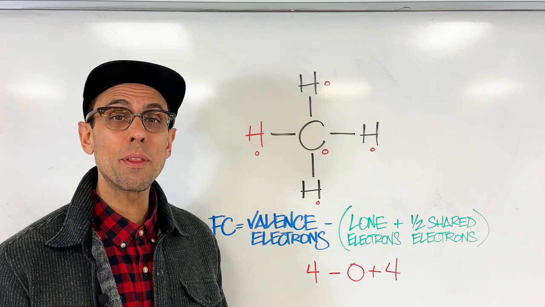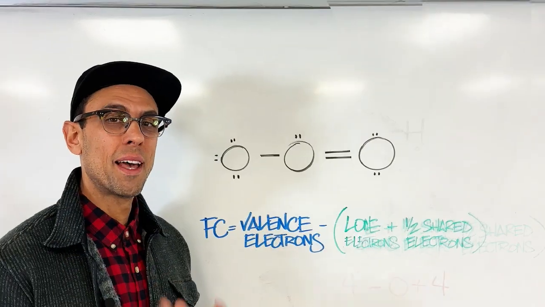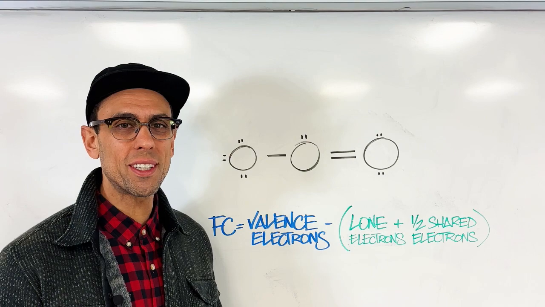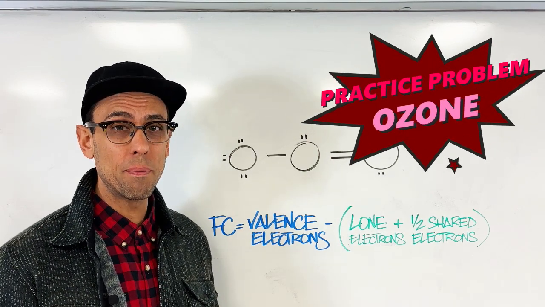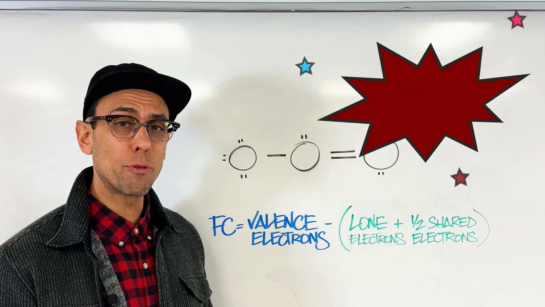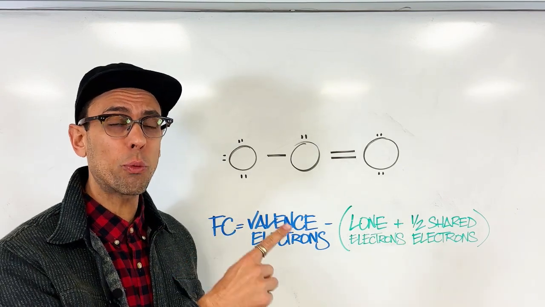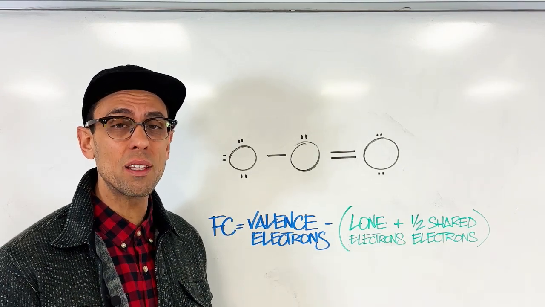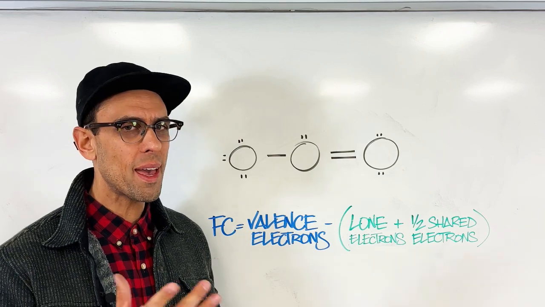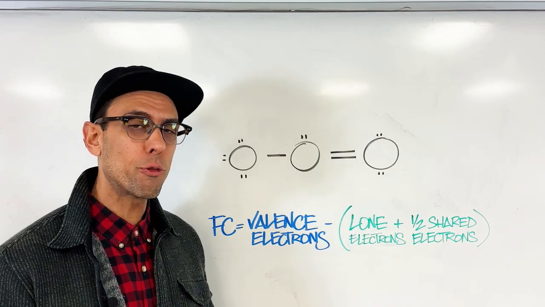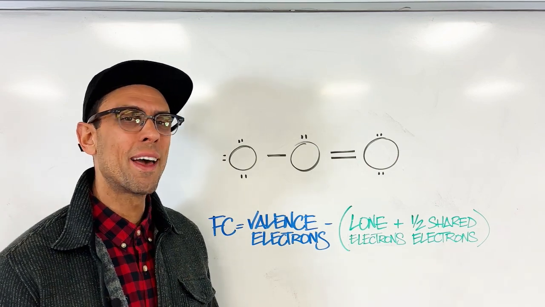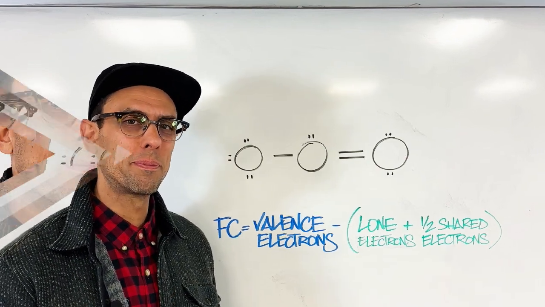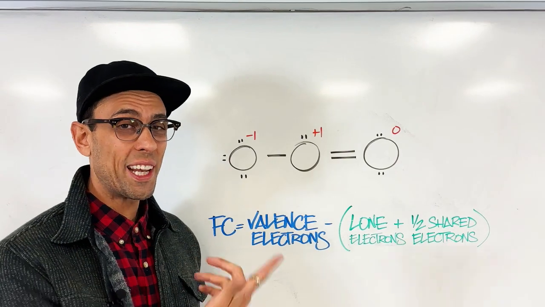Let's look at an example that you can try. So now I want you to put your skills to the test. Behind me is a molecule of ozone, O3. I want you to try to figure out the formal charge for all 3 oxygen atoms in this molecule. Will they be the same? Will each one have its own unique formal charge? Pause the video, try to figure it out for yourself, and then come back for the solution.